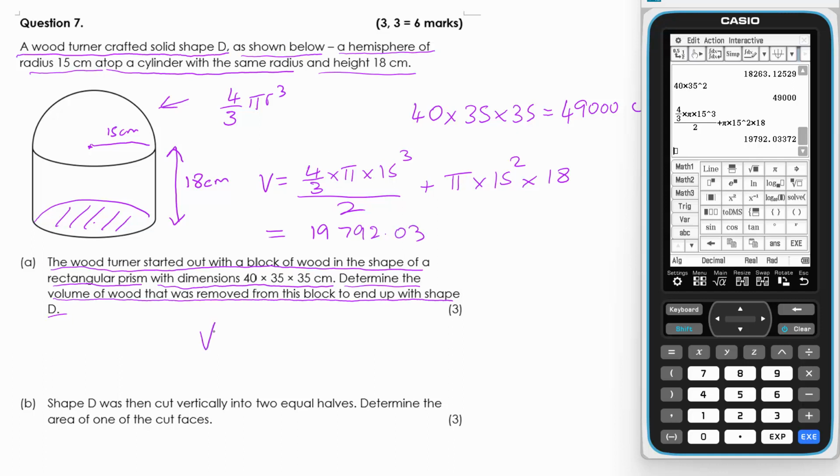1,792.03. So the volume removed is just going to be 49,000 take away our last answer. And let's just call that 29,208. And that is in cubic centimeters.